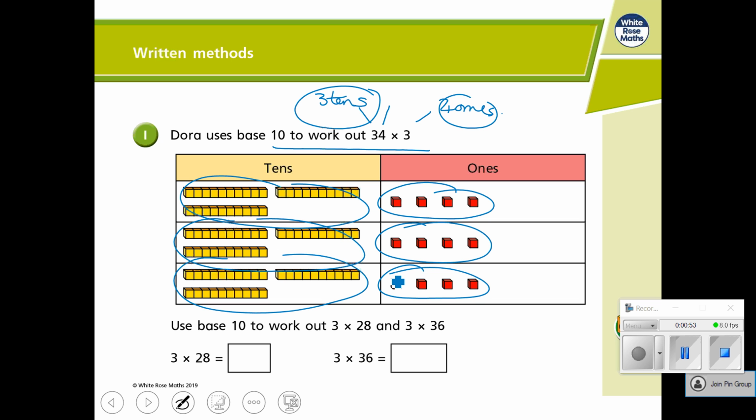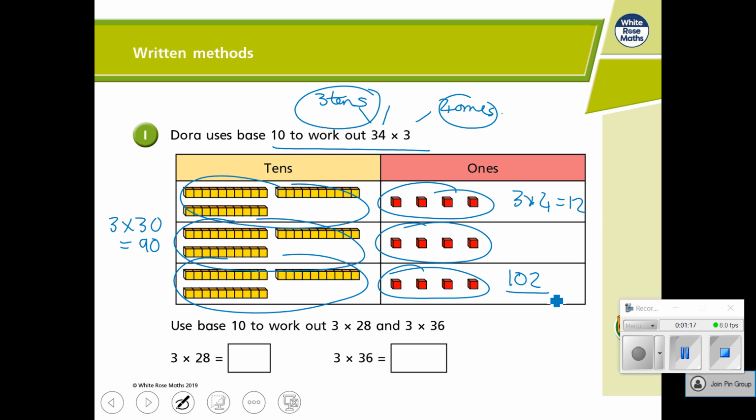So for our first question, we have got 3 times 30 equals 90. And on this side, we have got 3 times 4 equals 12. And then we can add the two sections together. So 90 and 12 is 102.